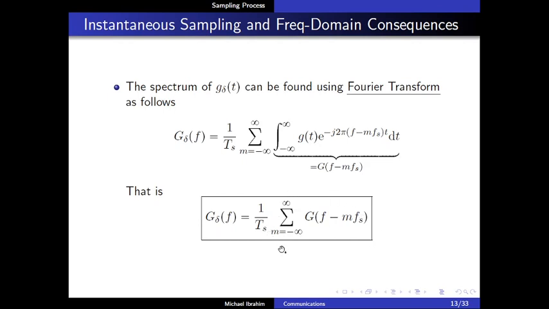So this summation basically says that the spectrum of the sampled signal is exactly the same as the spectrum of the original signal, but shifted at 0, fs, 2fs, 3fs to infinity, and minus fs, minus 2fs up to negative infinity. So the direct result of sampling in time domain is periodicity in frequency domain. The spectrum has become periodic, and the period is fs.